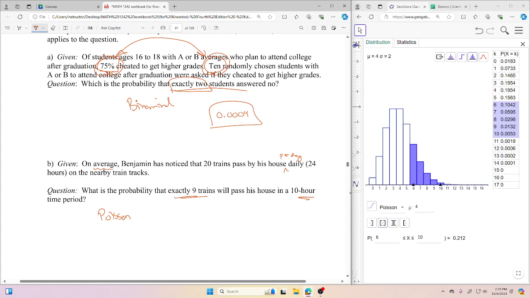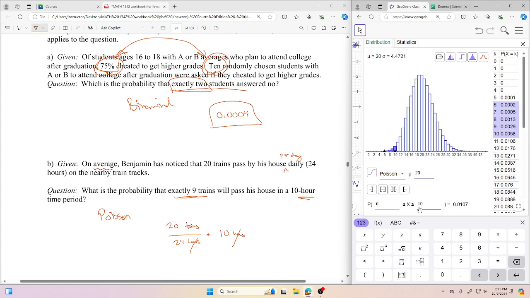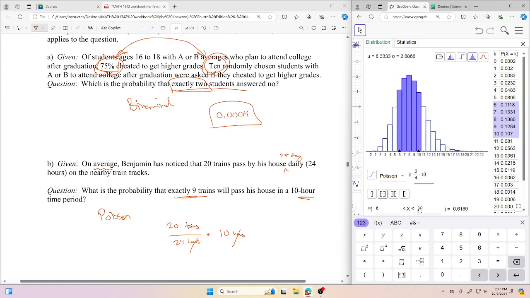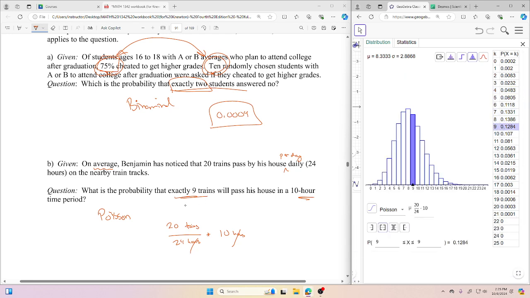All right, cool. So then let's do it. I have to say that I have 20 trains in 24 hours, but I'm only wanting it in 10 hours. The hours cancel, leaves behind trains. And again, I'm not doing any math because I want GeoGebra to do it for me. And they say exactly 9. Cool, 9. There you go. And we're done. 1, 2, 8, 4. Sweet.